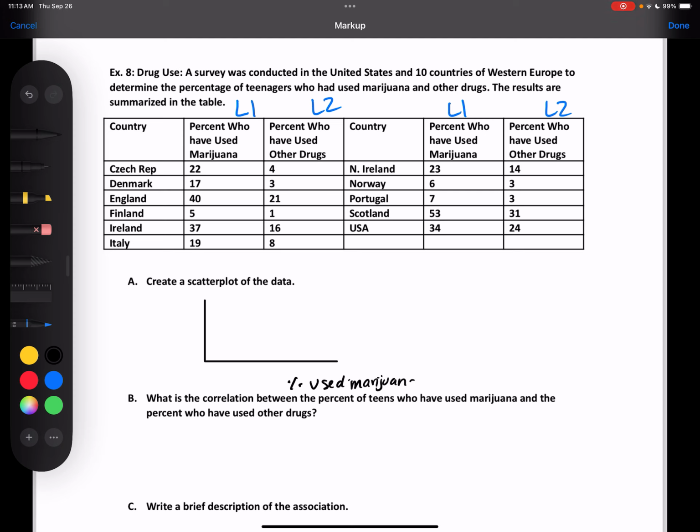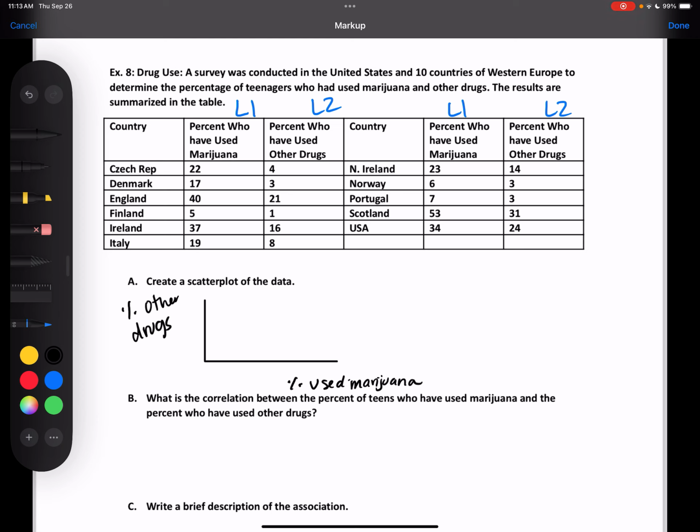The Y list is the percent use of other drugs. Have we done drawing scatter plots in here? I don't remember. Isn't it, you just go to the same spot you usually would, right? I don't remember if we did or not, so I'm going to walk through it just in case. Just to make sure.